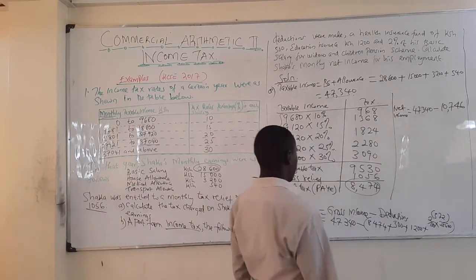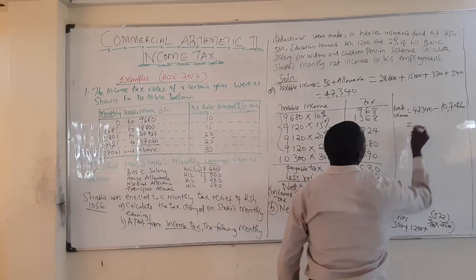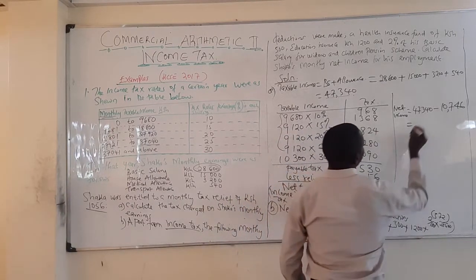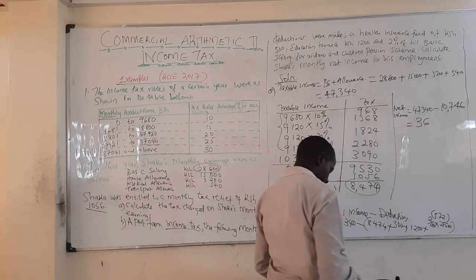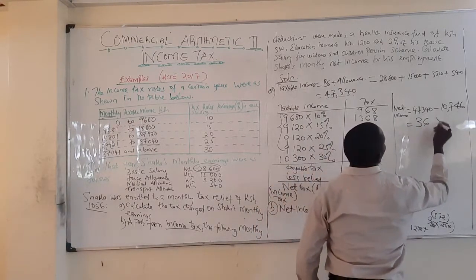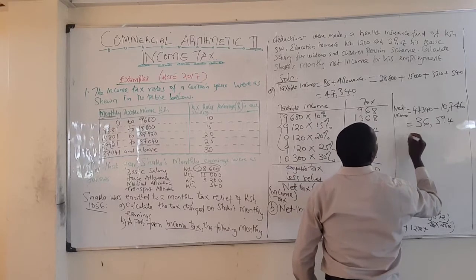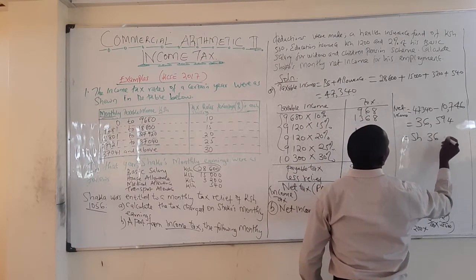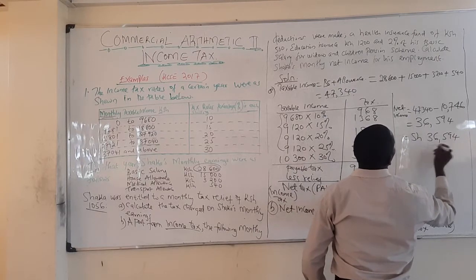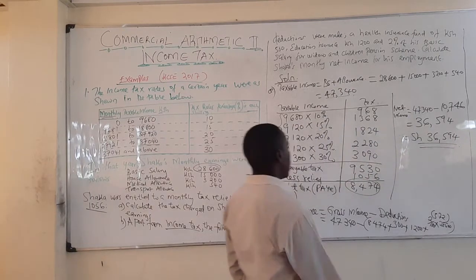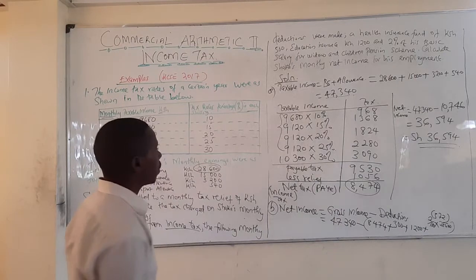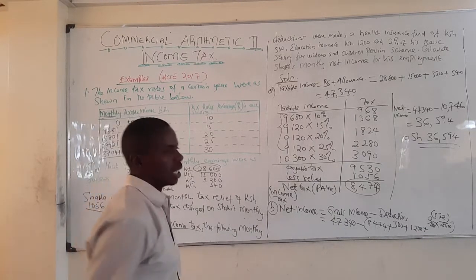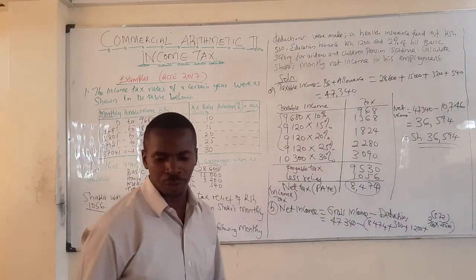That is the gross income. We subtract the two, and we're going to get 36,594. So that is the net income in shillings. 36,594. That is the amount of money that Chaka is going to receive at the end of the month when all the deductions of the tax are removed.